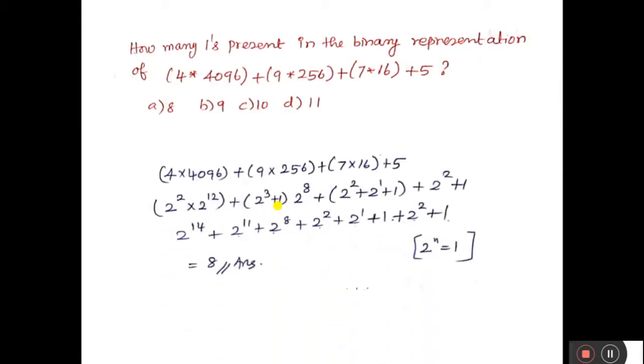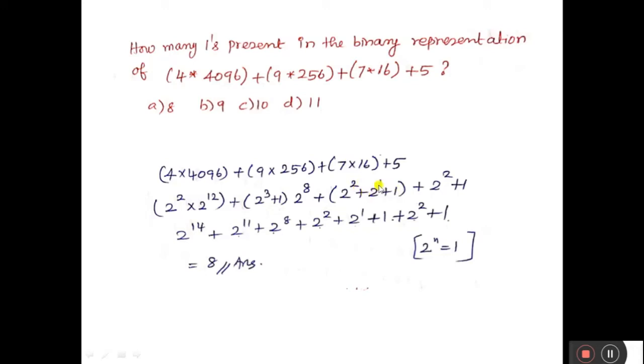In the previous case we discussed two methods. The second one is the simple one, so I take that approach. For 4 × 4096 + 9 × 256 + 7 × 16 + 5, I can write 4 as 2 power 2, and 4096 as 2 power 12. The 9 I can write as 2 power 3, that is 8, plus 1, into 2 power 8, that is 256, plus 7, which I can write as 4 plus 2 plus 1.